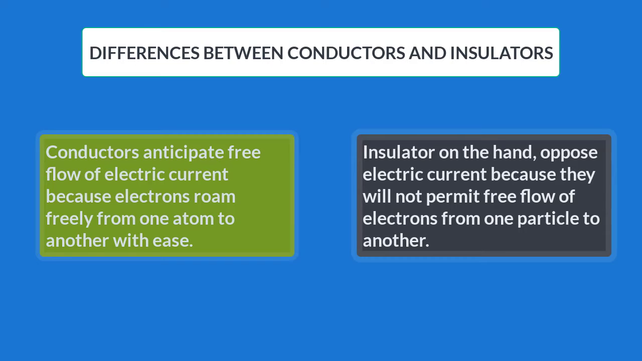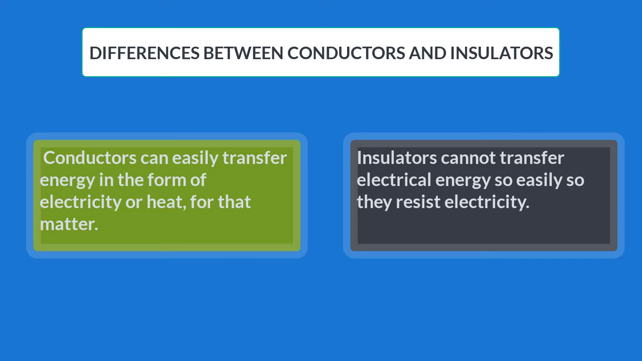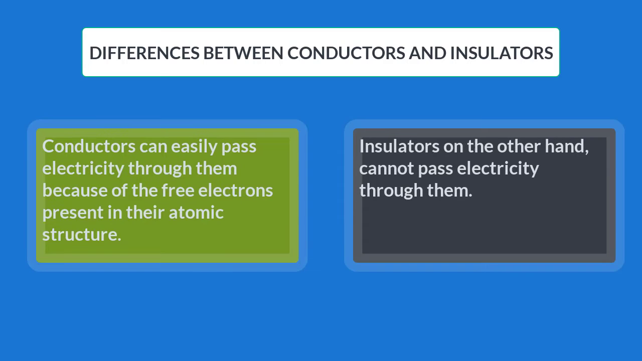Insulators, on the other hand, oppose electric currents because they will not permit free flow of electrons from one particle to another. 2. Conductors can easily transfer energy in the form of electricity or heat, for that matter. However, insulators cannot transfer electrical energy so easily, so they resist electricity. 3. Conductors can easily pass electricity through them because of the free electrons present in their atomic structure, but insulators, on the other hand, cannot pass electricity through them.